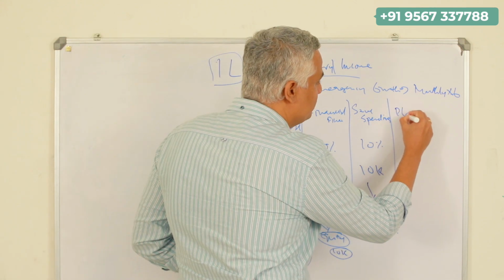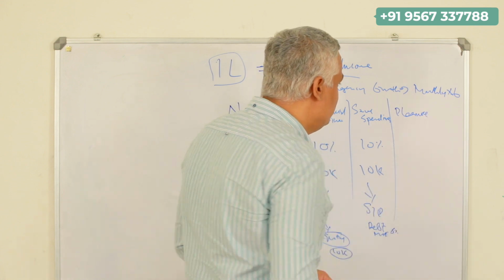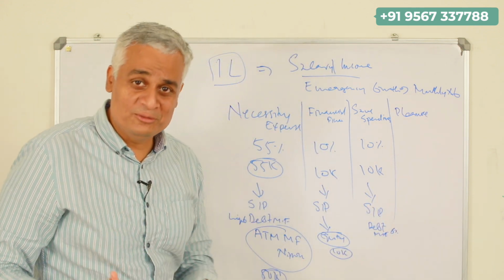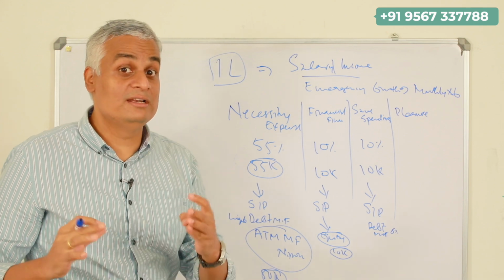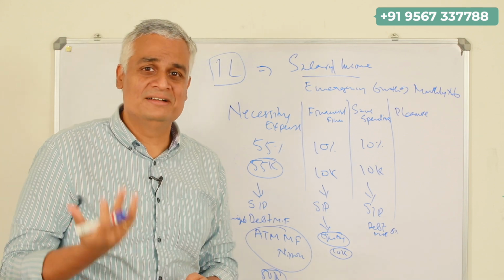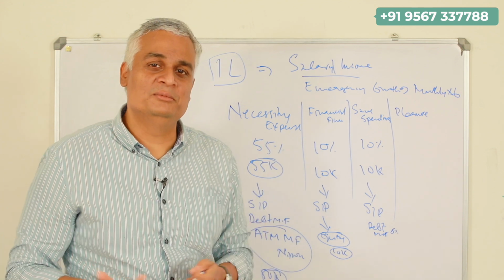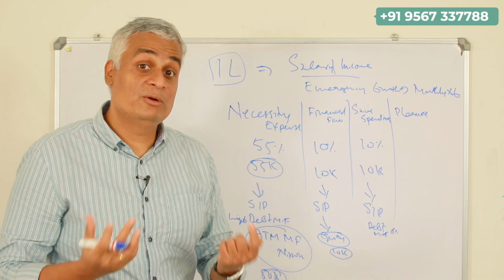Then you have something called pleasure, right? You want to do entertainment, you want to do a lot of things, right? So this also you need to have a budget for. And if you are a person who likes spending a lot, likes doing a lot of parties and everything, you may not have the control.